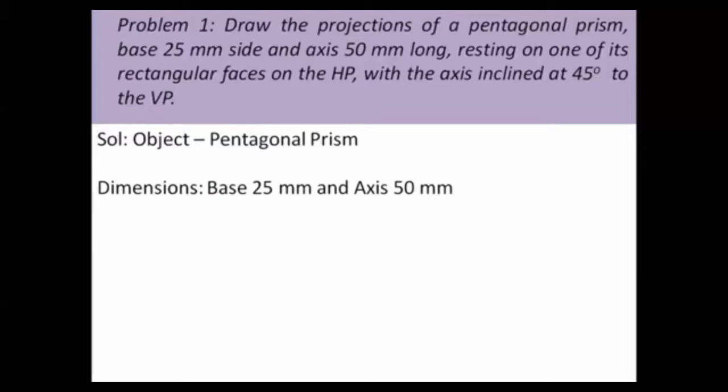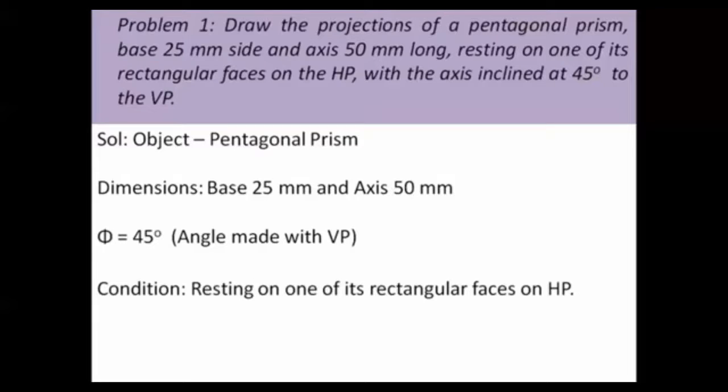Now one more thing that it does have is this inclination. It is inclined at an angle of 45 degrees to the vertical plane. So any inclination associated with the vertical plane is represented by phi, and phi has been given as 45 degrees. Alright, angle made with VP. One more thing, there is this condition that says resting on one of its rectangular faces. So while making its projection, we've got to ensure that one of its rectangular faces lies in absolute contact with the horizontal plane, and we have to do justice to this condition.